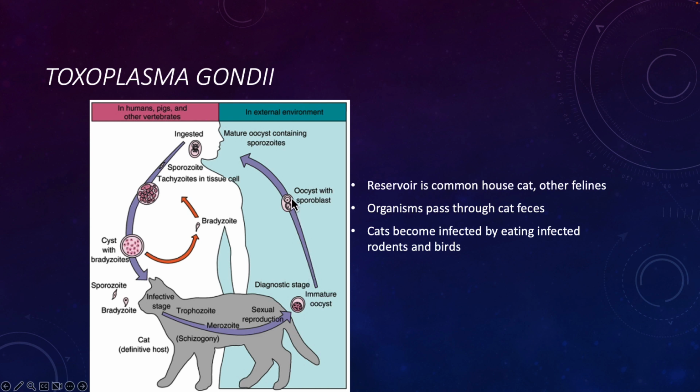It will mature in the feces to become the infectious stage, which is then most often acquired through ingestion. And you're probably thinking to yourself, people don't eat cat poop, so how do people get Toxoplasma gondii? Well, the parasite can infect other animals. So people can get Toxoplasma gondii by the consumption of other animals.